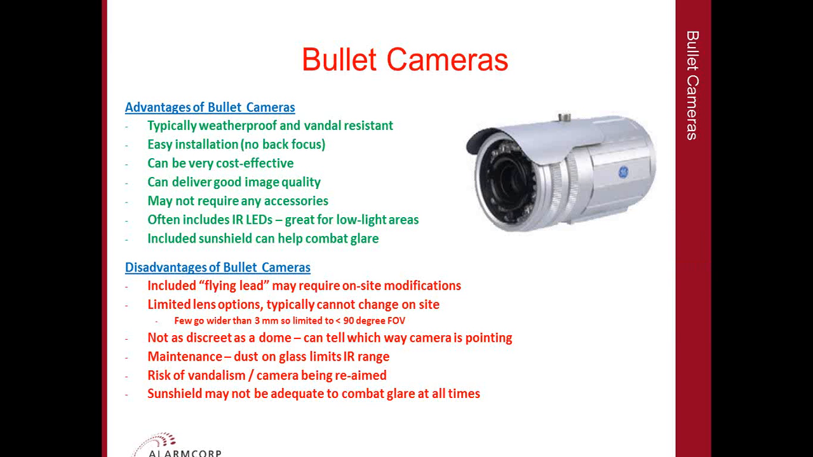The issue of maintenance. If you get dust building up on the glass, it will cut down the infrared range, especially at night. So that does need some cleaning to maintain maximum nighttime performance. There is the risk of vandalism, specifically the camera being re-aimed. If the camera is sitting on a bracket and it can pivot on the bracket, then if the camera is within range, somebody can tap it and knock it out of alignment, even if the camera itself is not damaged. And the included sun shield may not be adequate to combat glare at all times. Although in this respect, a bullet is probably better than a dome.